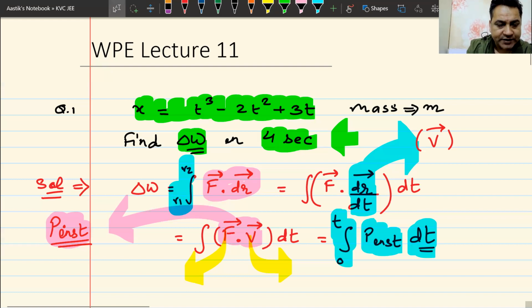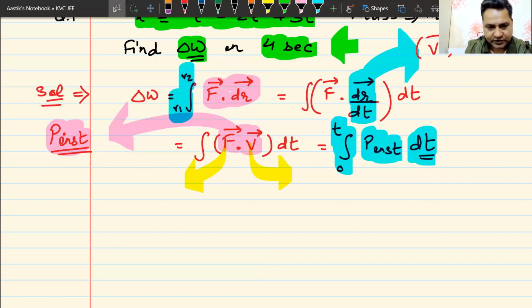Are you doing it or shall I do it? One more minute to show me that you are trying to solve the problem and you are working on it. Find out F, find out V, multiply them, multiply by dt, integrate, 5 steps, and you are there.